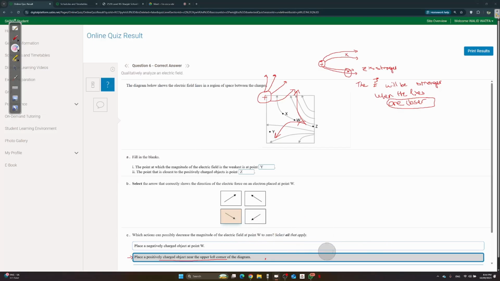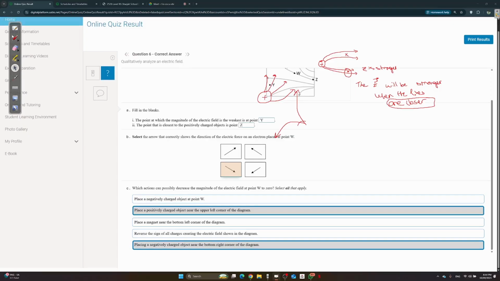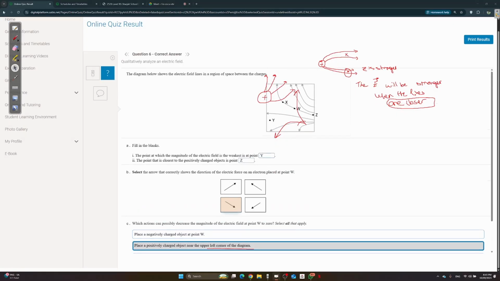Hold up, let me erase this. Placing a negatively charged object near the bottom right corner of the diagram. Let's take a look here. Over here, a negative object on the bottom right corner. What's going to happen to the electric field lines? Do they go towards the negative or run away from it? Go towards it. So are all of these going to go up anymore? No. Where are they going to go? Down, like this. So looking at W, are we going to have anything that goes there? Nope. So that's why these two are correct.